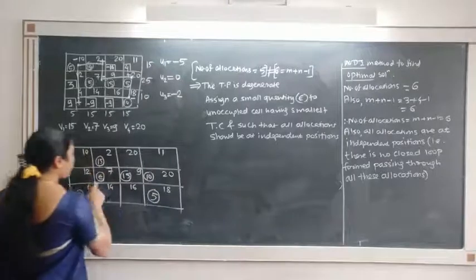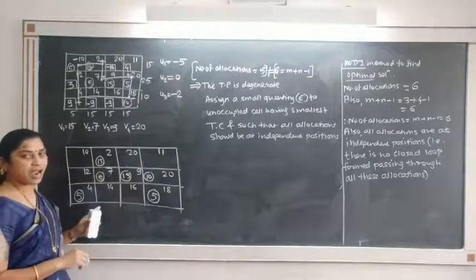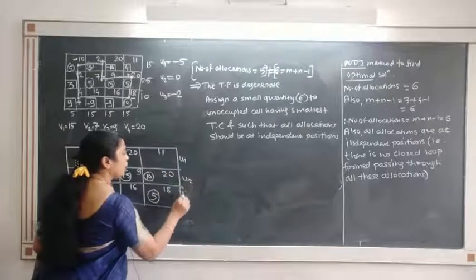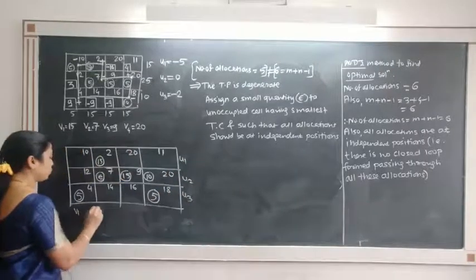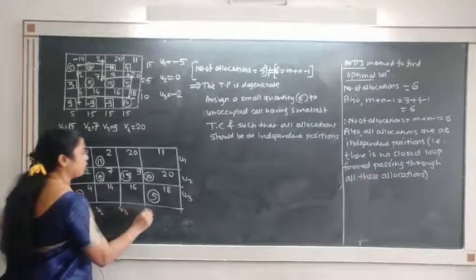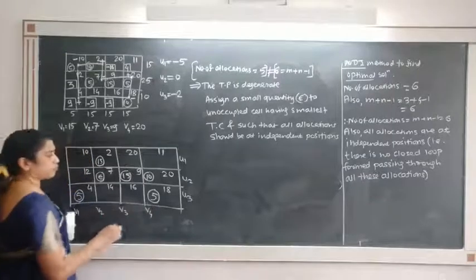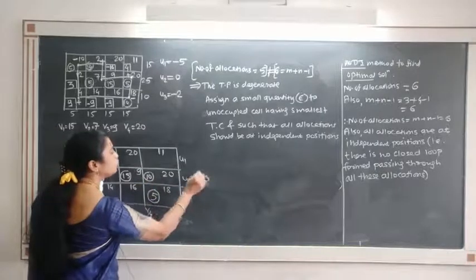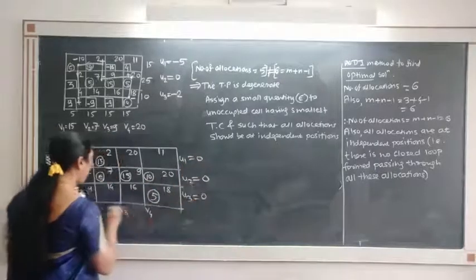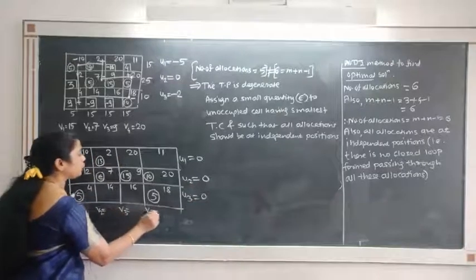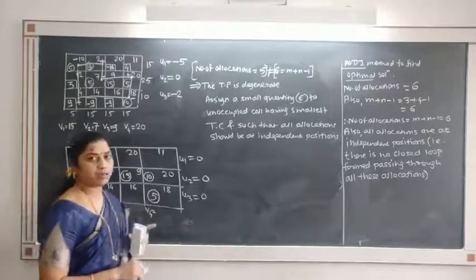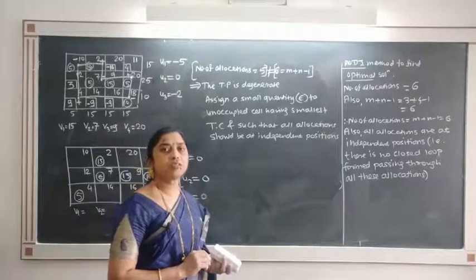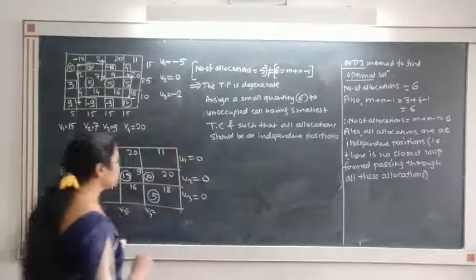Now see that, the number of allocations becomes 6 and therefore you are able to apply MODI. So find the multipliers U1, U2, U3 and V1, V2, V3, V4. Because this has the number of allocations, we assume U2 equal to 0 and find the values of V1, V2, V3, V4 using the formula for basic variables, that is for allocated variables, Cij is equal to Ui plus Vj.